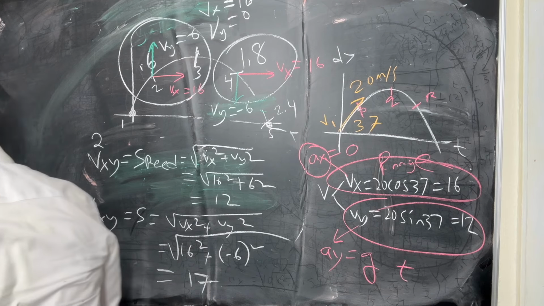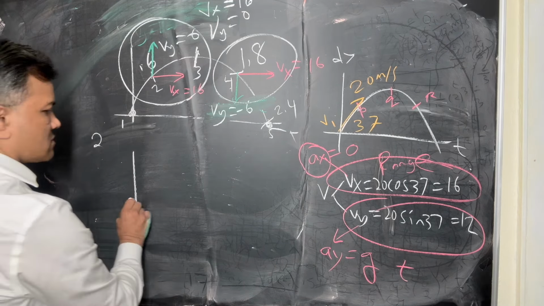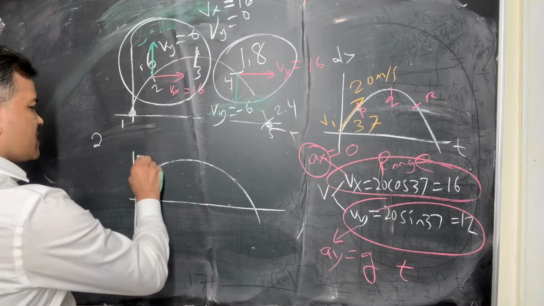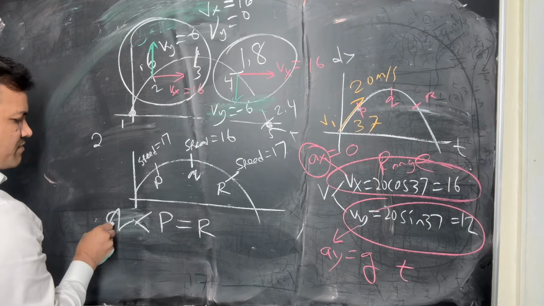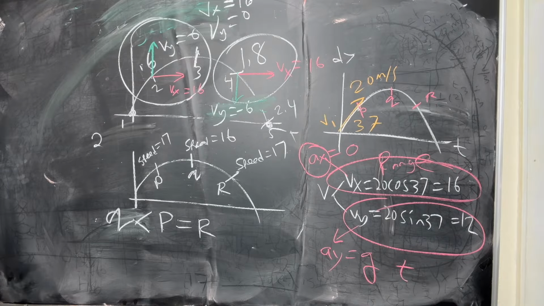Okay, so now let's write it down. This is P, the speed is 17. This is Q, the speed is 16. This is R, the speed is 17. So P and R are the same, and Q is less than P and R. Okay, question number 9 is very easy.